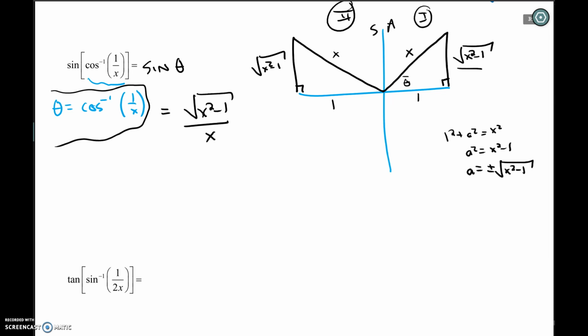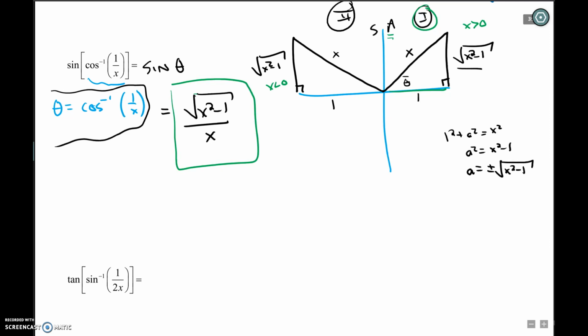However, we need to make sure that our signs, our plus and minuses, are okay. For example, if x is greater than 0, then I'm in quadrant 1. And if I'm in quadrant 1, then my sign should be positive. If x is positive, then this expression is positive and everything is good. However, when x is less than 0, I'm in quadrant 2.